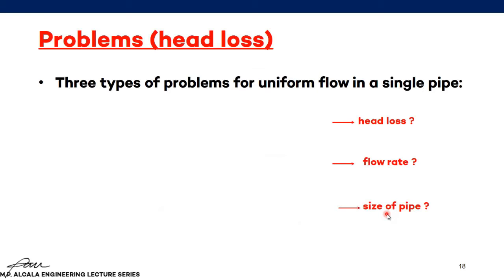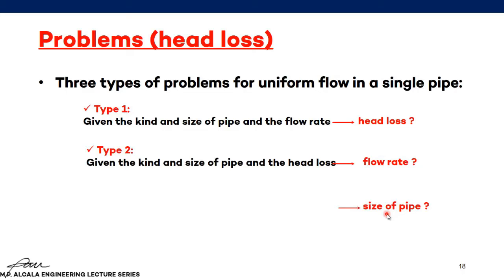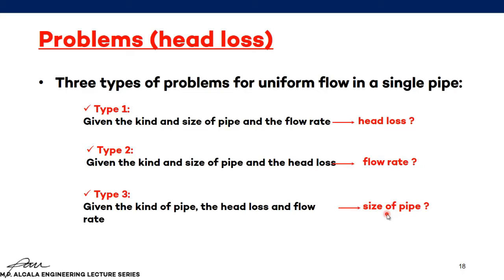Now let's look at these problems. There are three types of problems that we will discover how to answer. For type 1, given the size and the kind of pipe and the flow rate. For type 2, given the kind and size of pipe and the head loss, identify the flow rate. And finally, given the kind of pipe, the head loss, and the flow rate, identify the size of pipe. So take note, class, when you talk about the head loss, this is essentially your energy loss.